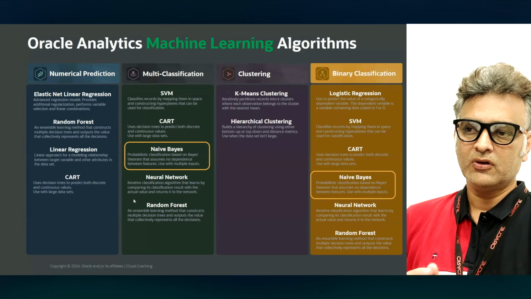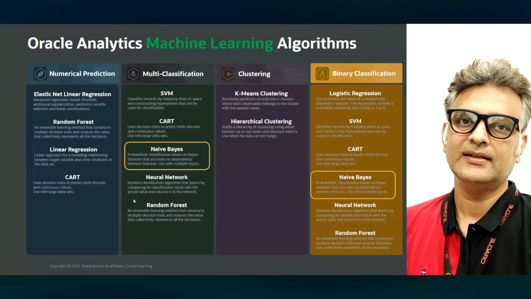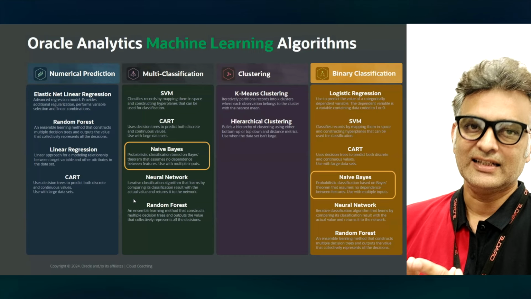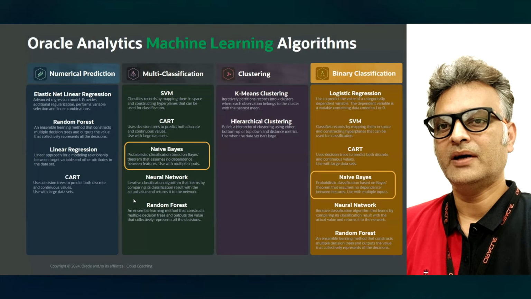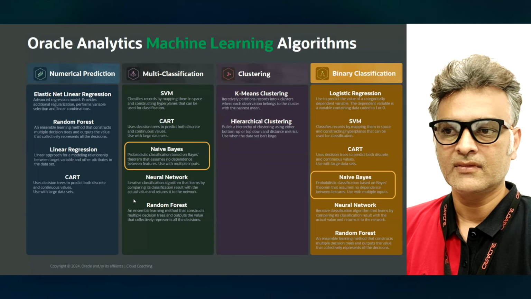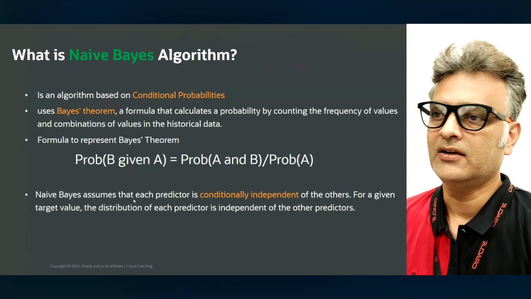And today we will focus on one machine learning algorithm, which is naive Bayes. Now, naive Bayes is used for supervised learning-based classification problems, and it can be used for both binary and multi-classification. Okay. So moving ahead, what is the naive Bayes algorithm?